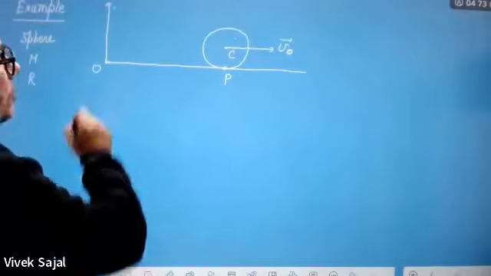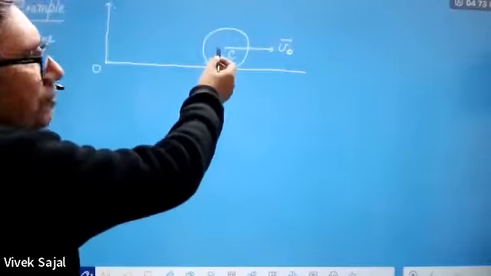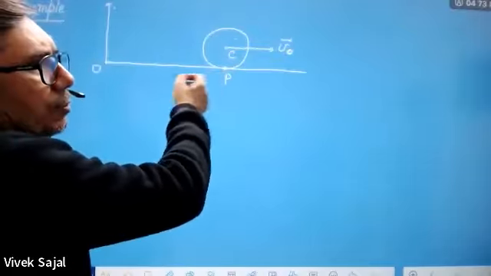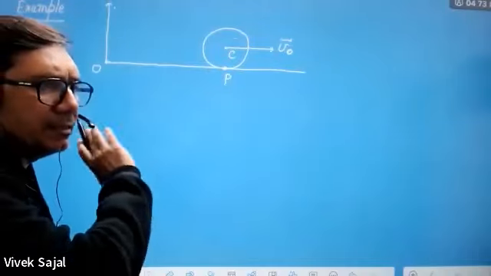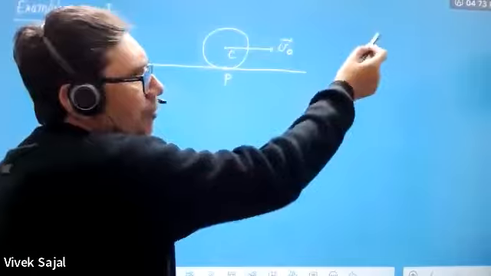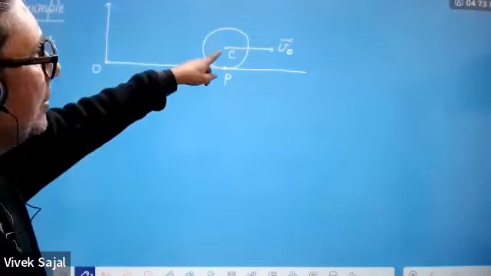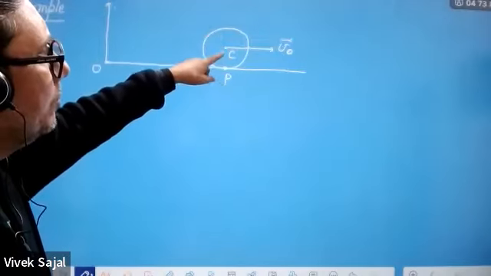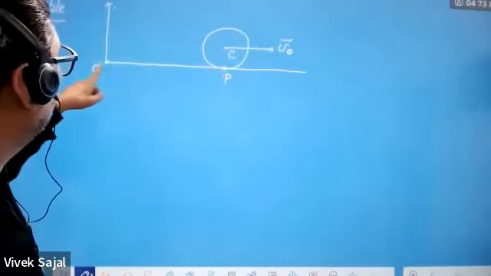This is point O. So what you have to do, you have to find out the angular momentum of this sphere which is undergoing rolling without slipping condition. Okay, it is rolling but it is not slipping. Its center of mass is moving forward with a velocity v naught, and you have to find out its angular momentum about 3 points, about its own center of mass, about P, and about O.